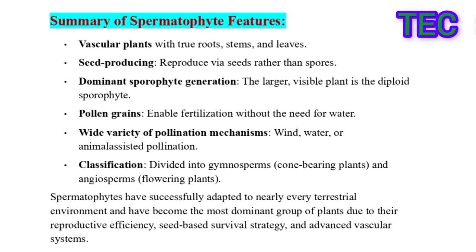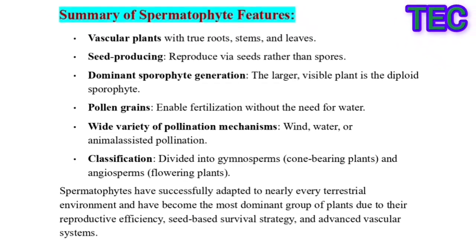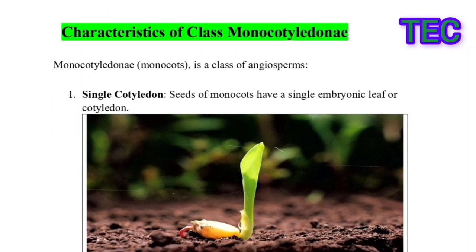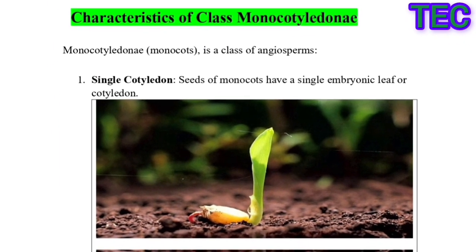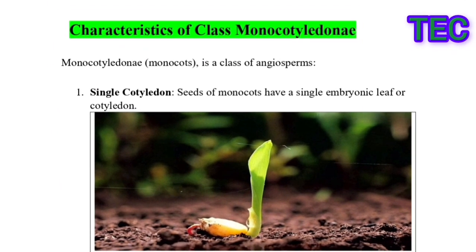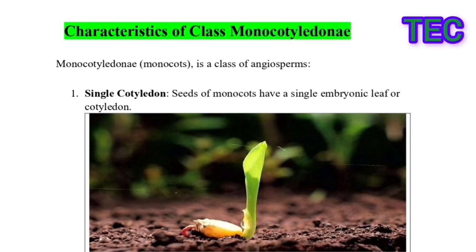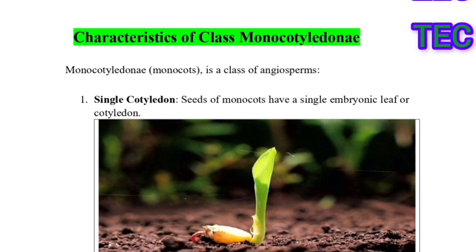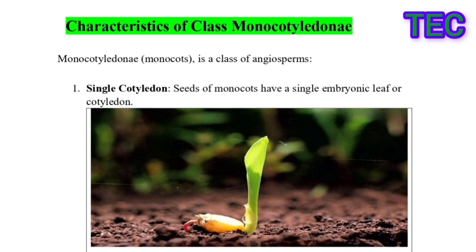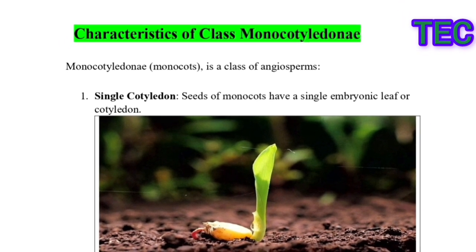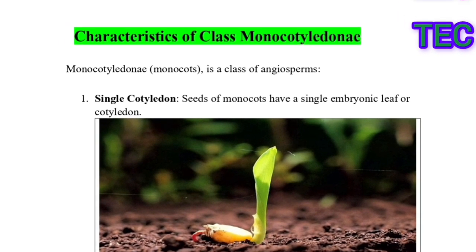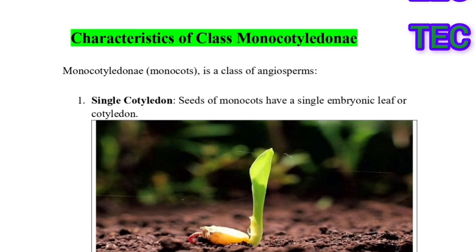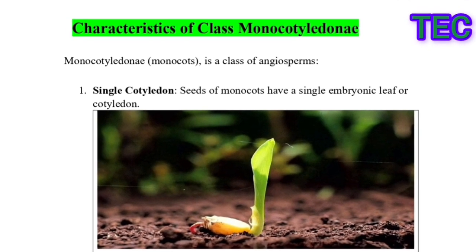Now, as we finalize, let's look at the characteristics of the class Monocotyledonae. We say that the angiosperms are classified into two classes, the Monocotyledonae and the Dicotyledonae. So for Monocotyledonae, a good example of a monocot is maize. One of the features of the monocot is a single cotyledon. If you look at that maize, a single cotyledon.